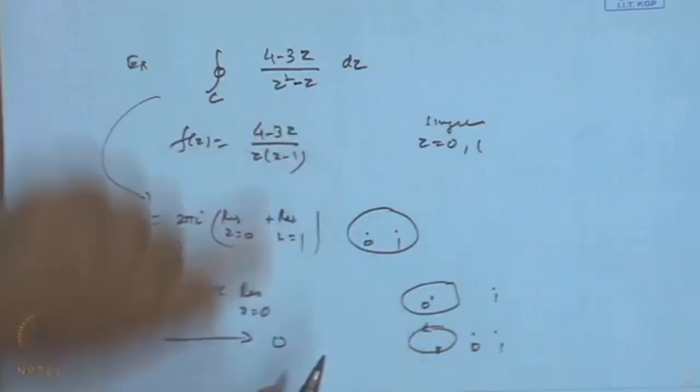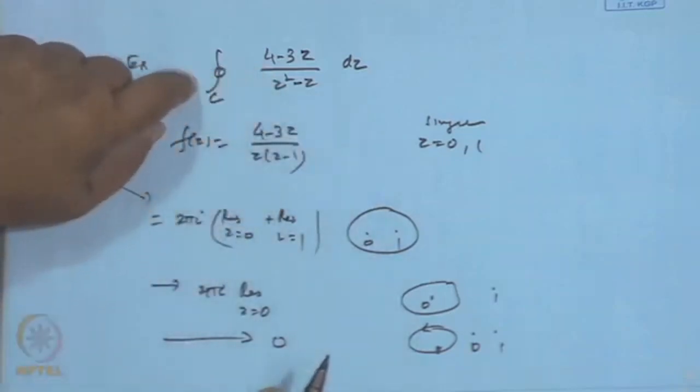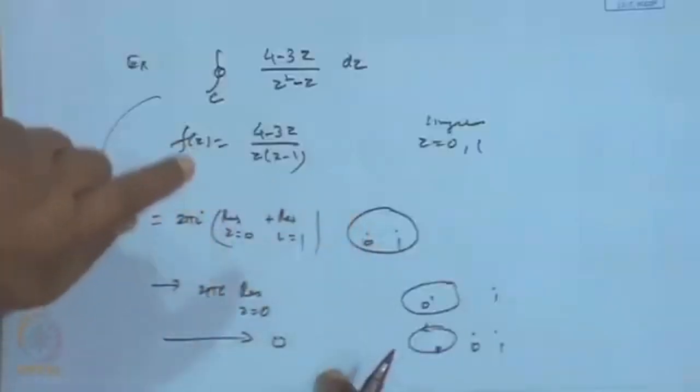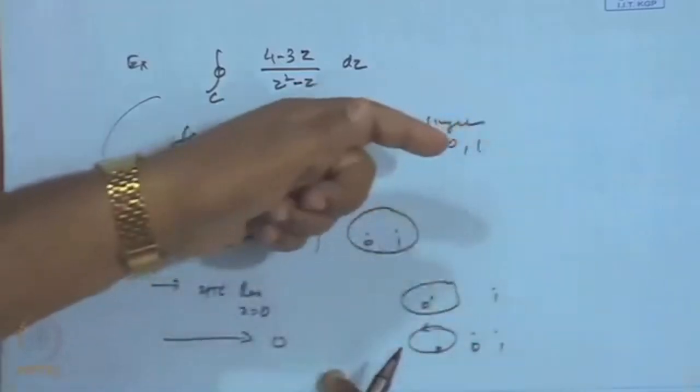So, what we conclude is that when you find the integral of a function along a closed path, we have to see what the singular points of the function f(z) are and where they lie. If they lie inside, then accordingly the formula will apply. If they lie outside, accordingly the value will come, or if one lies inside and one lies outside, then also accordingly. In all the cases, we are able to apply the residue theorem to get the value of the integral.